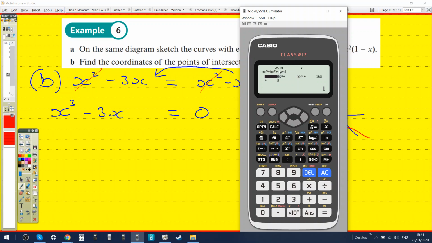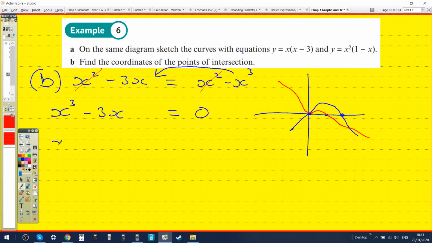Calculator. X cubed is 1. A is 1. That one's 0. That one's minus 3. That one's 0. Root 3. Oh, there you go. Minus root 3 or x equals 0.